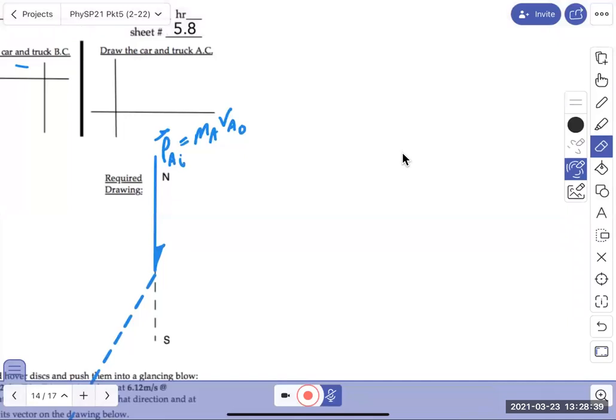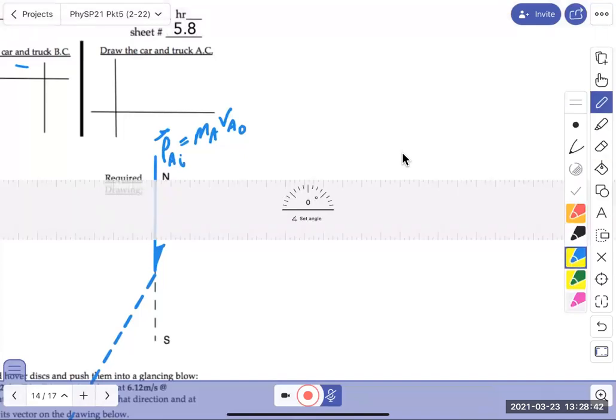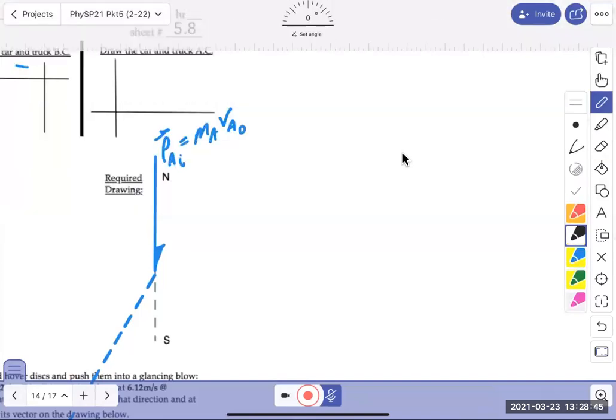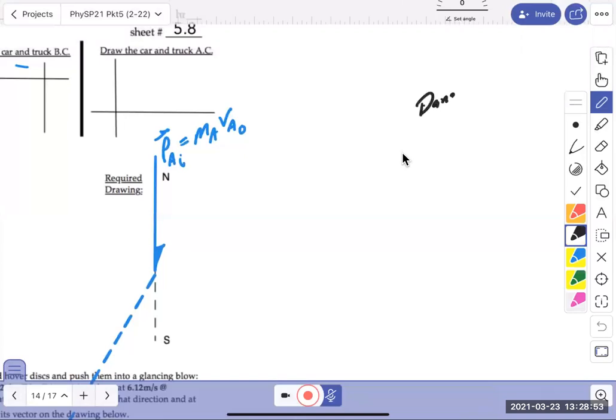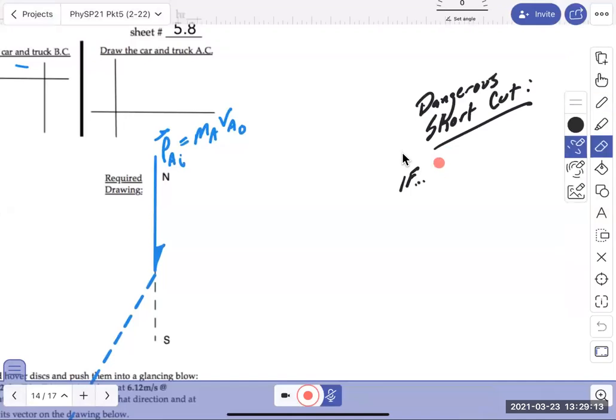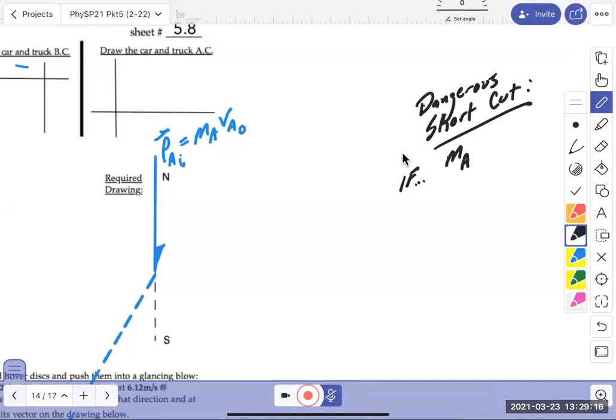Anyway, so I'm giving you another shortcut with danger. So emphasize the danger. But we have to use it or we can't solve this problem. So here's a dangerous shortcut. Okay, a couple of ifs. If the masses are the same. So if in a collision, if MA equals MB, two masses are the same.